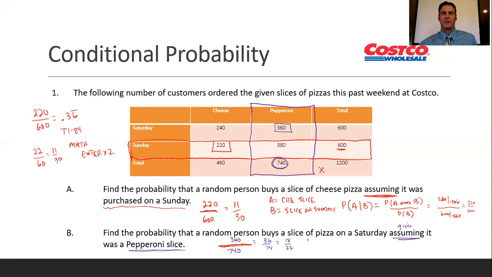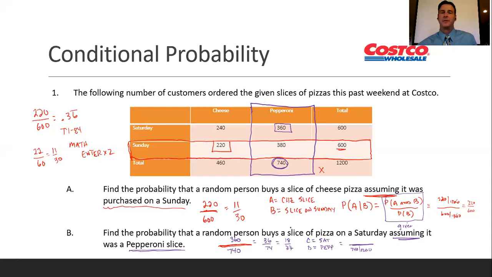I said I wasn't going to do it, but let's let C equal a Saturday slice bought, and we'll say D is a pepperoni slice. Okay, and based off our formula over here, I'm circling now, or boxing. Okay, I'm only looking at people who bought a pepperoni, which is 740 out of 1200.